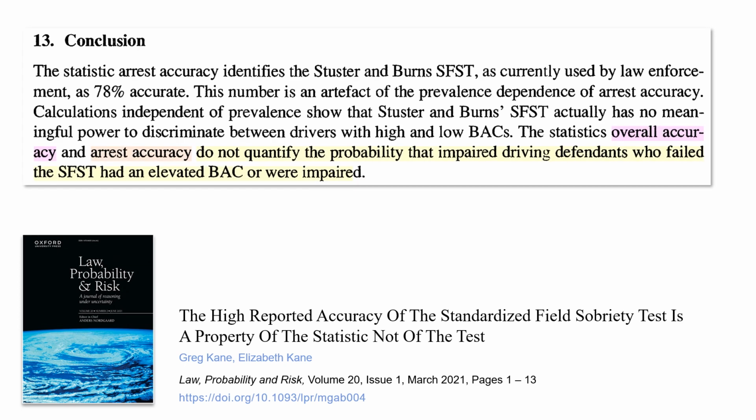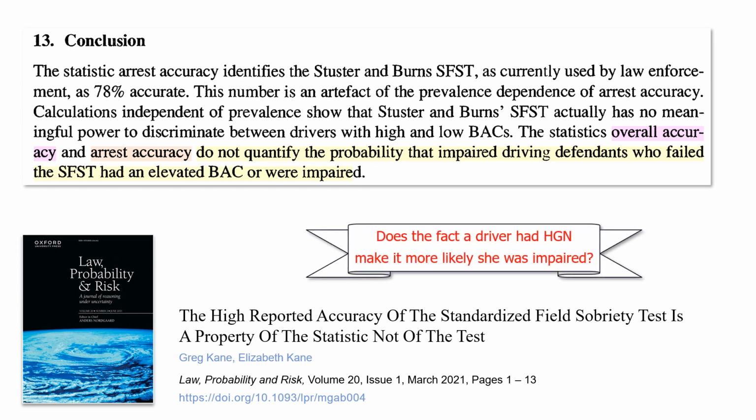After a bunch of sciencey stuff, Kane comes to this conclusion: the pink overall accuracy and the orange arrest accuracy do not quantify the probability that a driver who failed the SFST had a high BAC or was impaired. The officer's testimony about the meaning and relevance of your client's test results is wrong, scientifically wrong. It is true that NHTSA's validation studies do report high orange accuracy numbers, and the reason they do that is they start with high yellow control group percentages. Kane's science confirms your expert's testimony.